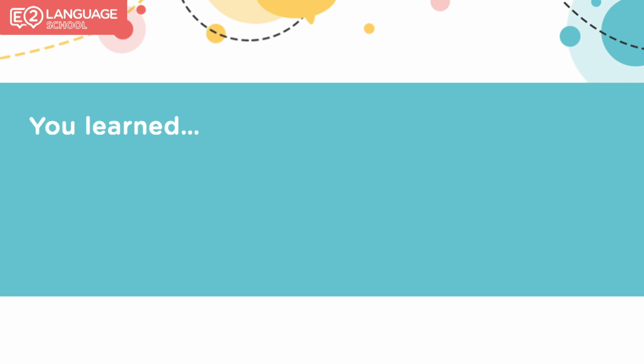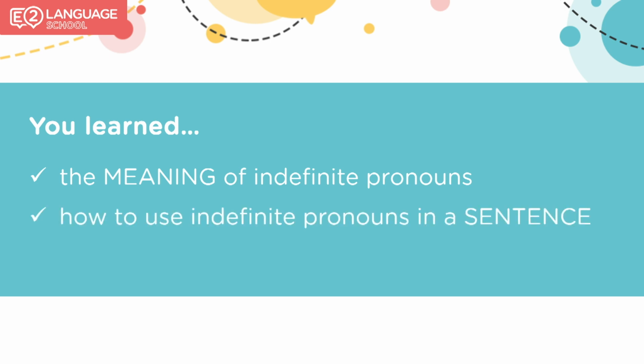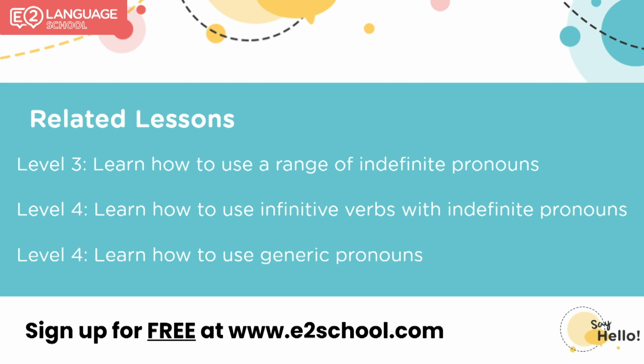Okay, in today's lesson, you learned 3 things: the meaning of indefinite pronouns, how to use these pronouns in a sentence, and the form of indefinite pronouns. Now, if you're interested in learning more about these types of pronouns, Level 3 on E2 School, you can learn how to use a range of indefinite pronouns. So I'll teach you a greater number of pronouns than we covered today. Level 4, you can learn how to use infinitive verbs with indefinite pronouns. And on the same level, we'll also teach you how to use generic pronouns.